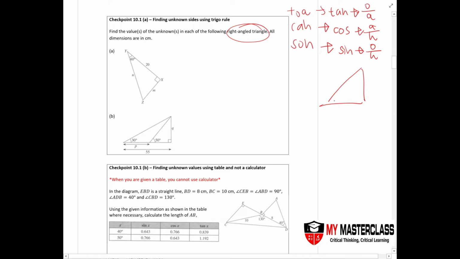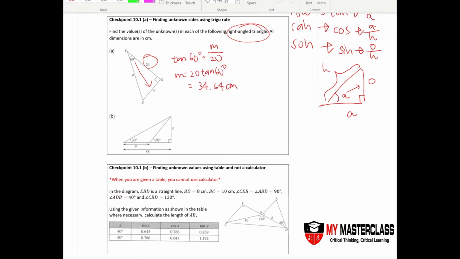So again, right angle triangle, this is your angle A. This is the hypotenuse, which is always the longest line. This is your opposite, and this is the adjacent. Therefore, this is tangent. This is opposite, and what else do you have? 20. So let's say tangent 60 would be m over 20. M would be 20 tangent 60, so this is 34.64 cm.